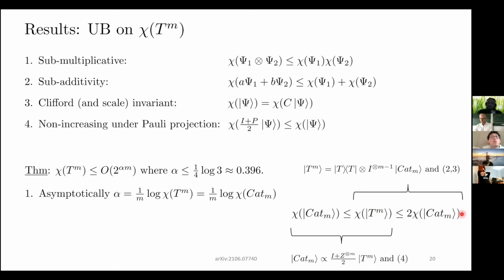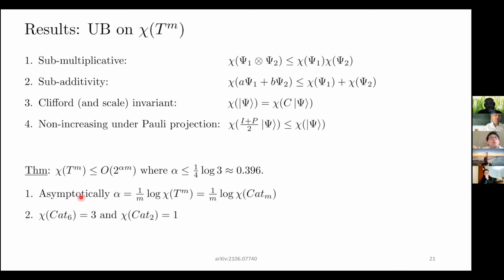And to show this part of the inequality, we note that the T state could be constructed from the cat state by projecting just the first qubit onto T. Then it's clear that this projector onto T can just be written as a linear combination of two Cliffords, and so expanding into 2 terms using subadditivity and 0.3, we get this inequality. Okay, so that kind of shows this first part.